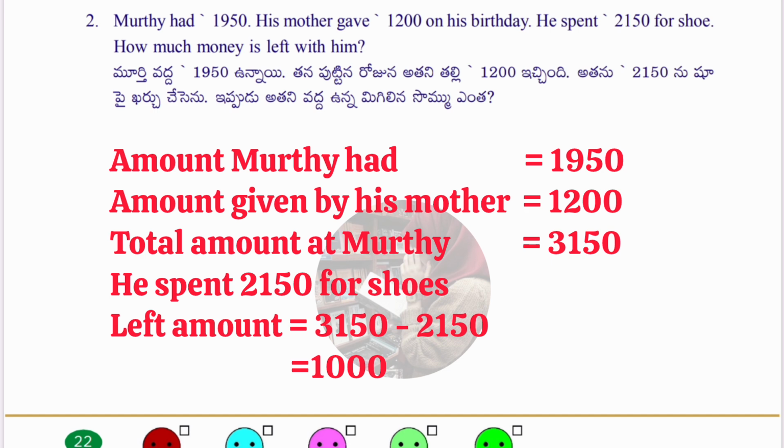Okay, this is the amount he had, but he had spent 2150 for shoes. So the remaining is 3150 minus 2150, which is 1000 rupees.